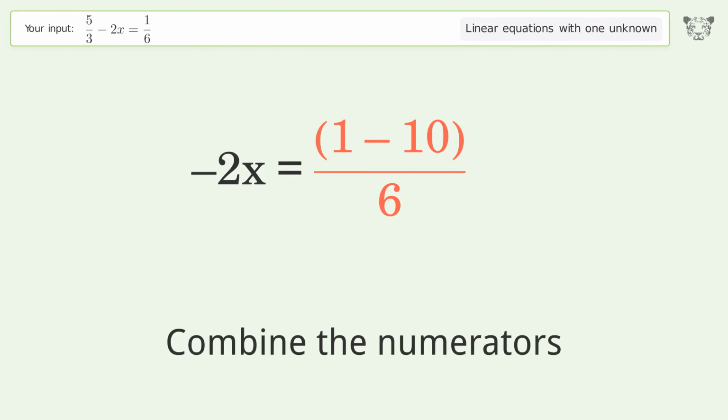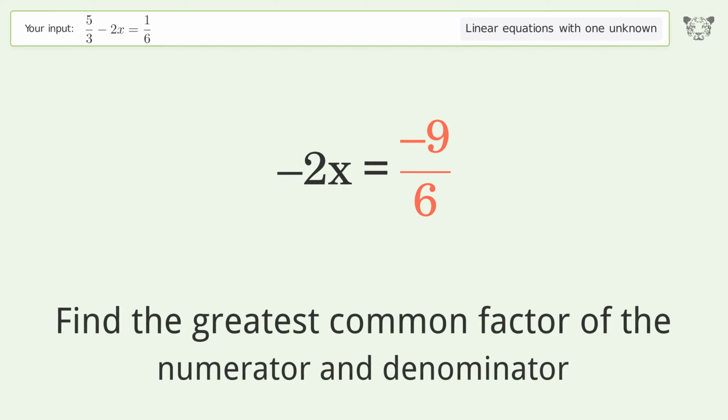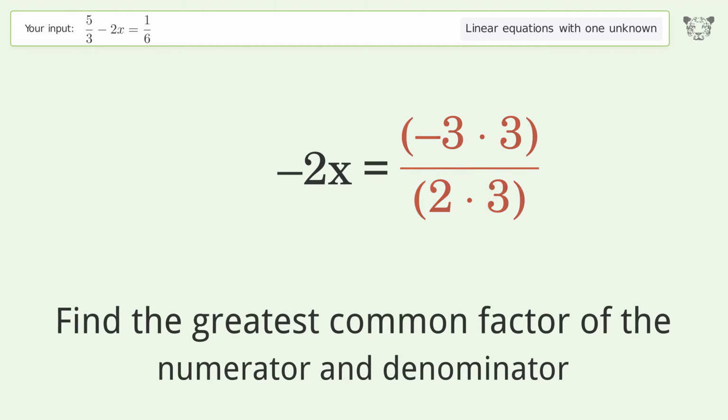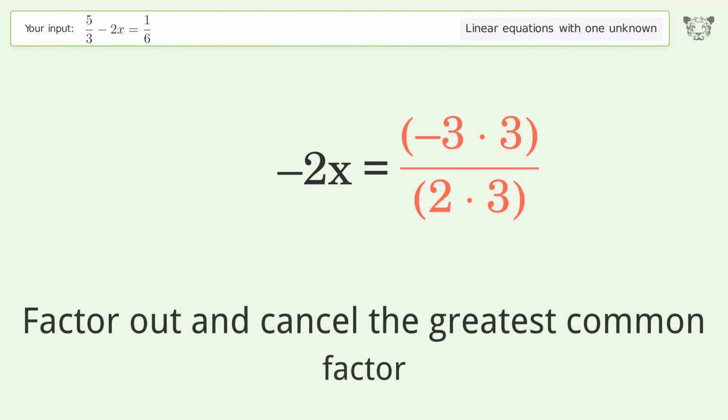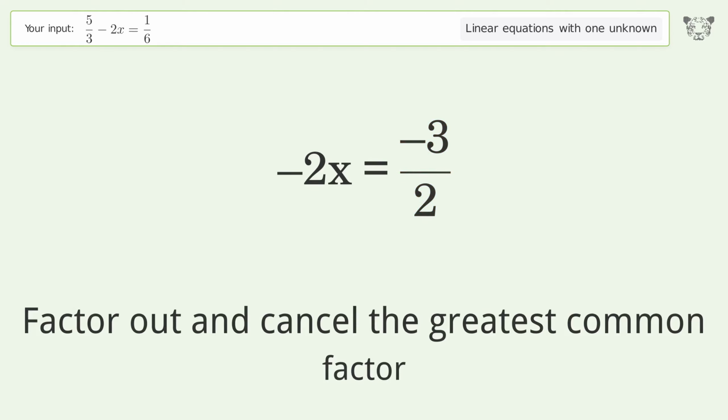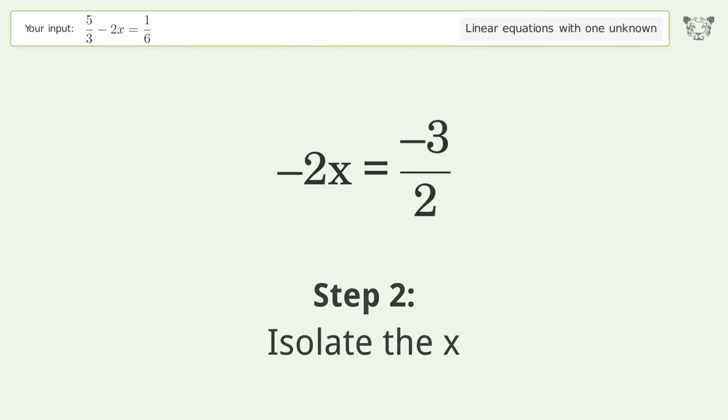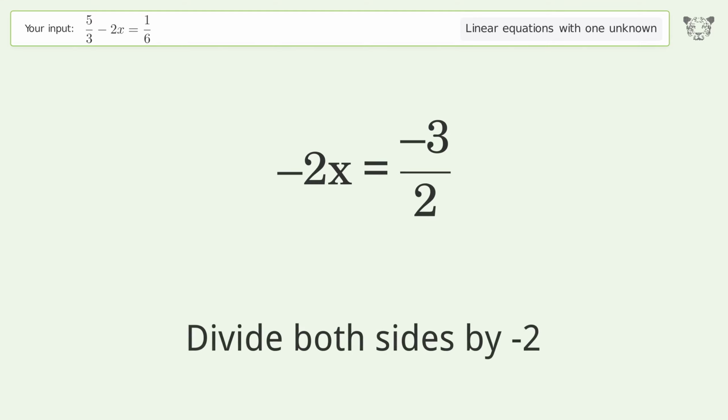Combine the numerators. Find the greatest common factor of the numerator and denominator. Factor out and cancel the greatest common factor. Isolate the x. Divide both sides by -2.